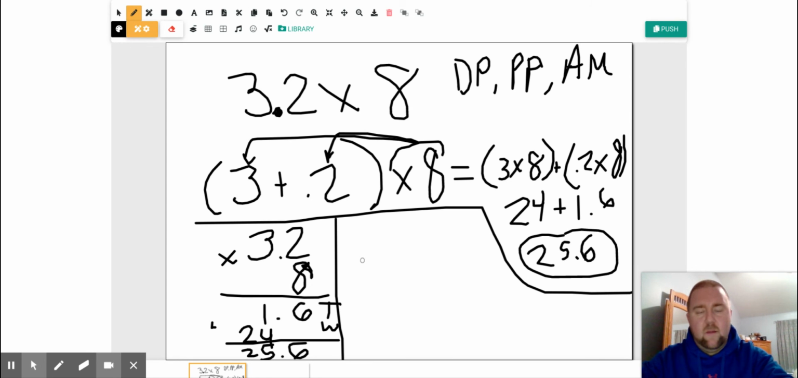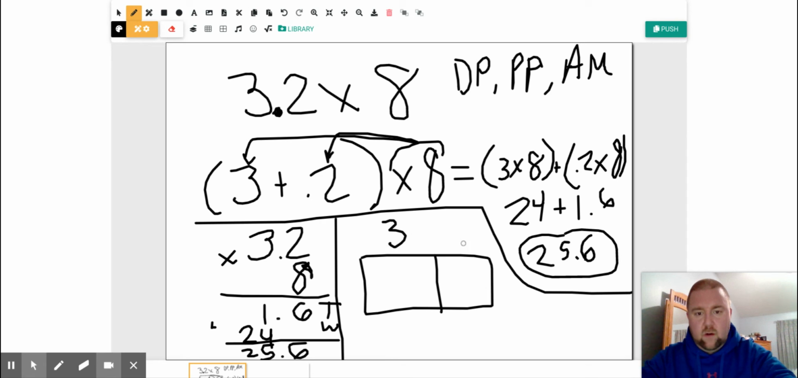The area model is the one that gets a little bit different, but it's still the same idea. Your area model, we've learned the area is length times width. So we have 3 and 2/10 times 8. So we're going to draw a rectangle. Okay, and we're going to break this top part into 2 sections because we're going to have 3 wholes here, and we're going to have 2/10 over here. Okay, we have 8 wholes that we need to multiply that by.